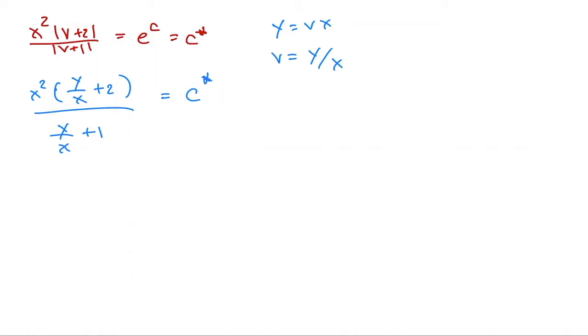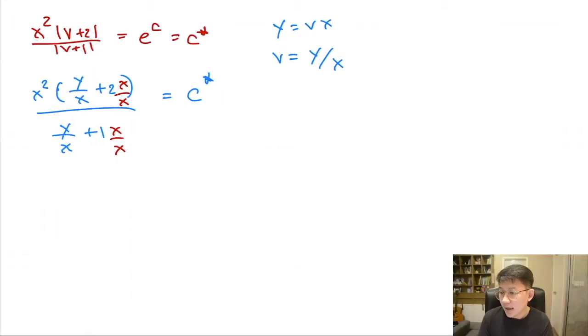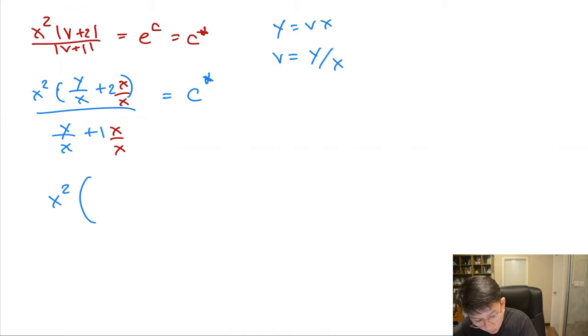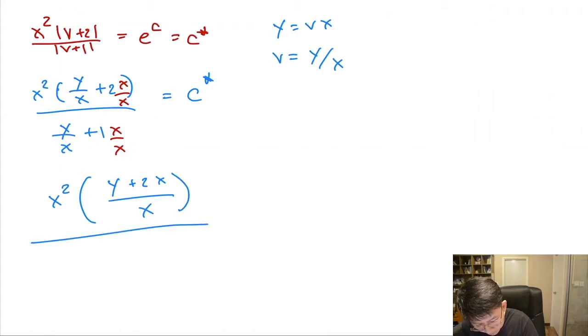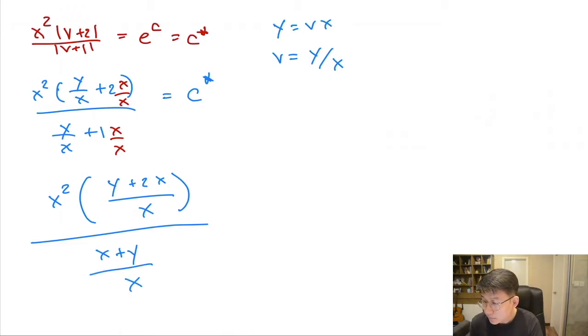Right? But if you want, you can multiply by x here and x here to make these two terms have the same denominator. And in that case, we have x squared times y plus 2x divided by x plus y, equals c star.